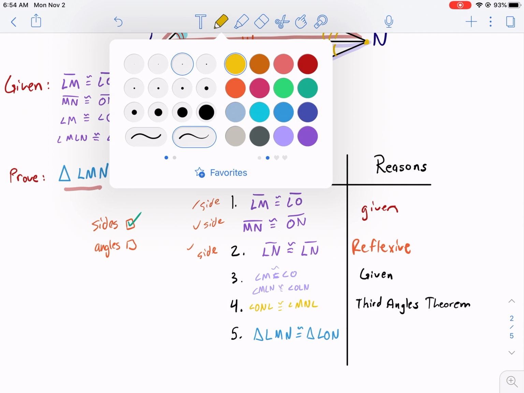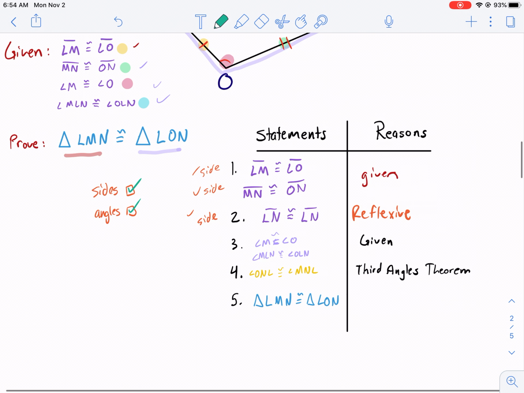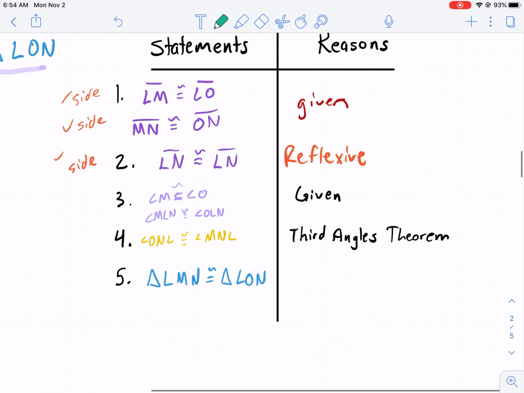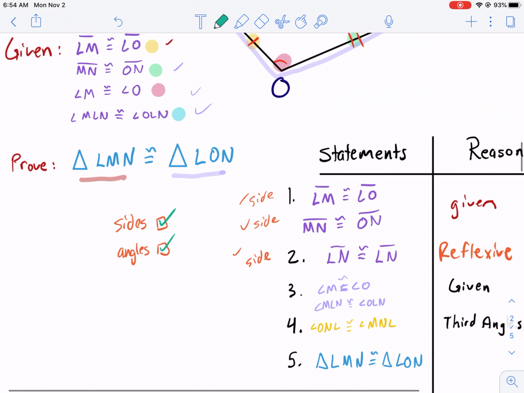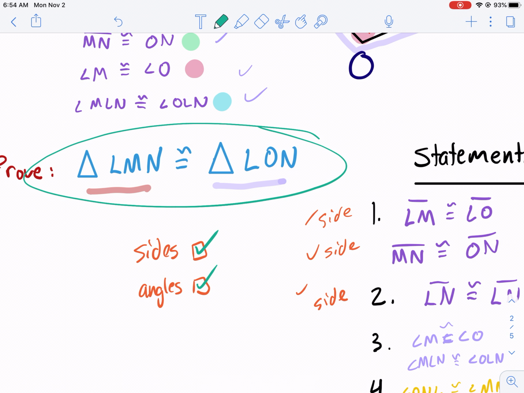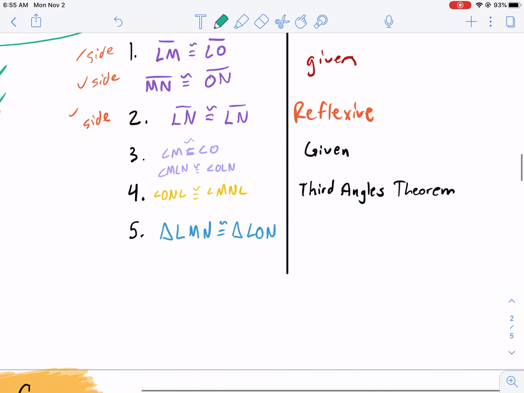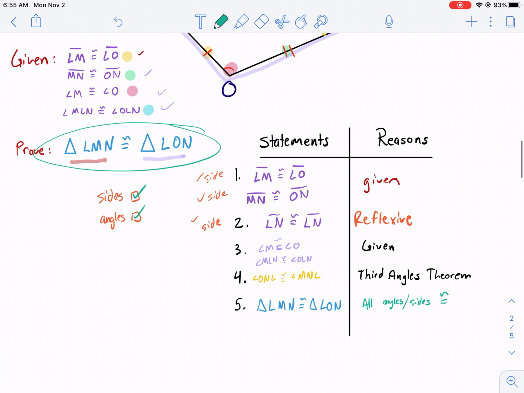So now we have, guess what, three angles, and our last statement is LMN is congruent to LON. That's what we're trying to prove, okay? That's this statement here. And why is that the case? Because all angles and sides are congruent. And that's it. That was the first section.